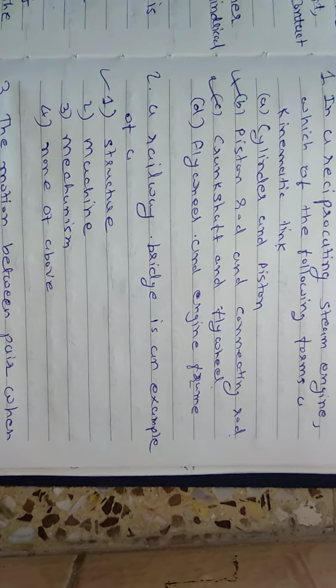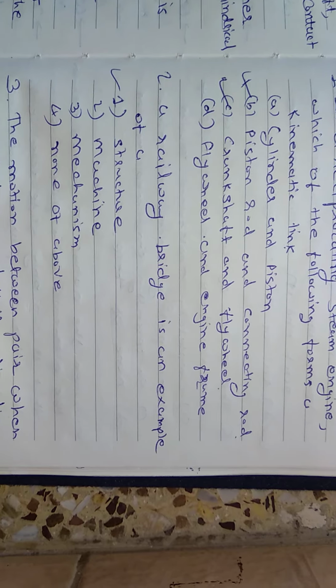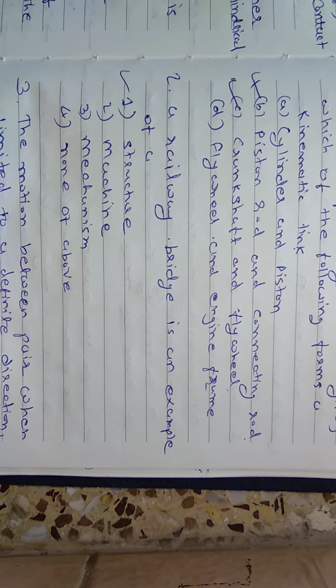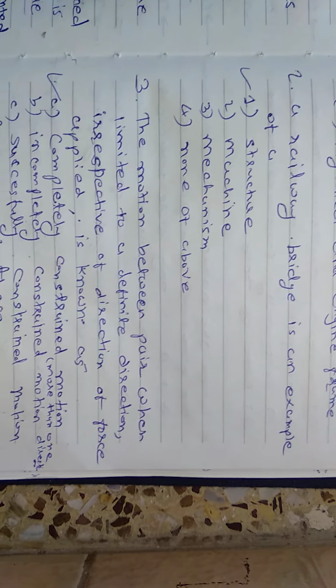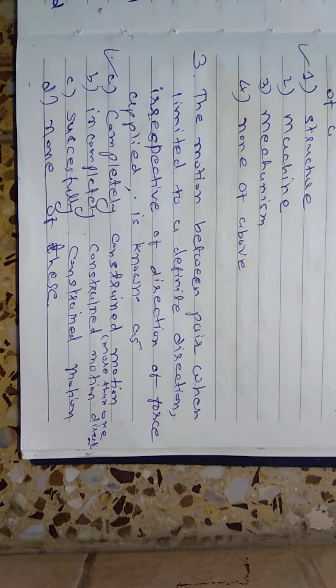So second question: a railway bridge is an example of the, obviously a railway bridge has no relative motion between the links, so it is called a structure. So the right answer is structure.